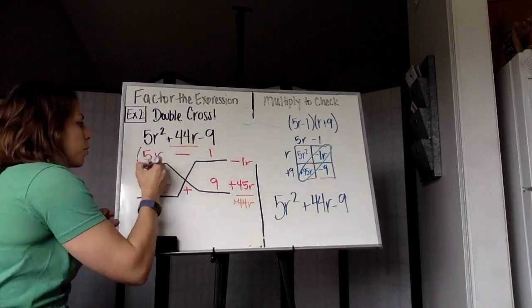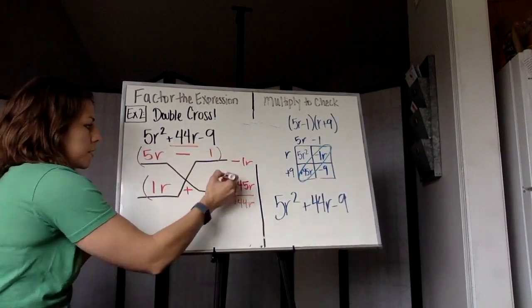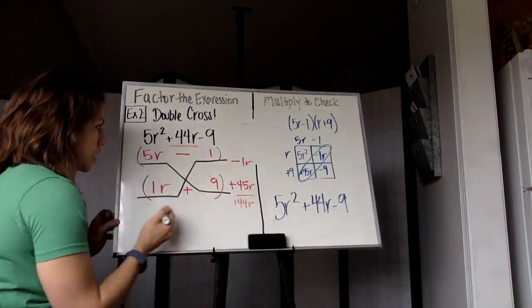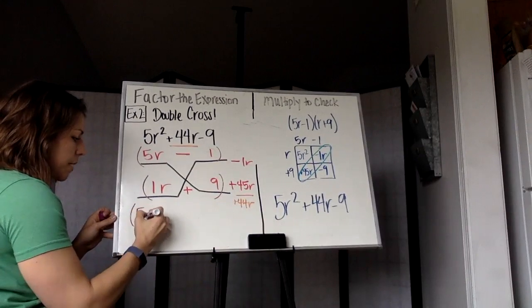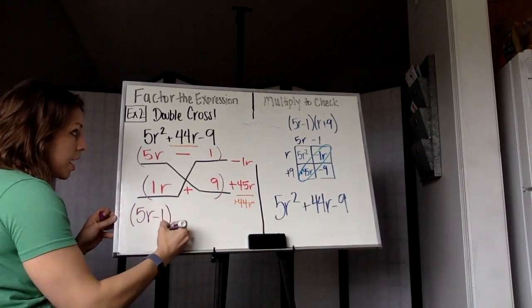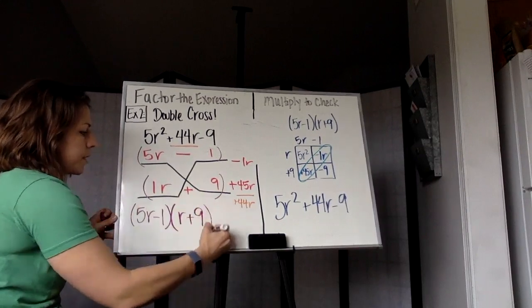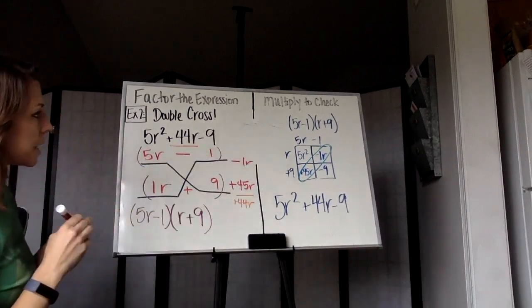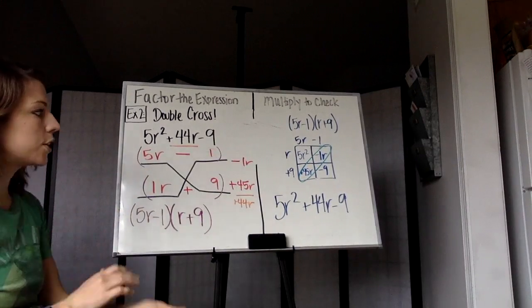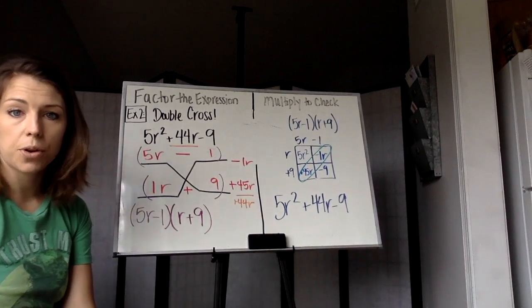All we have to do is pull the two binomials. The first binomial here is 5r minus 1. And the second binomial, 1 times r, is just r plus 9. Is that what we got with supergrouping? Yes, it is. So example 2 is done with double cross.